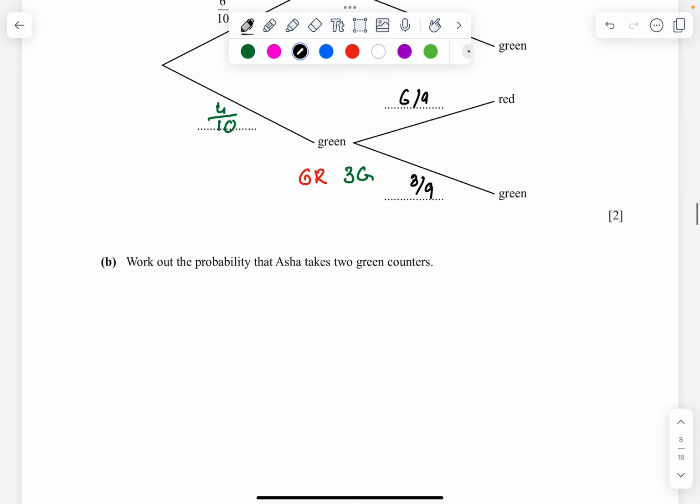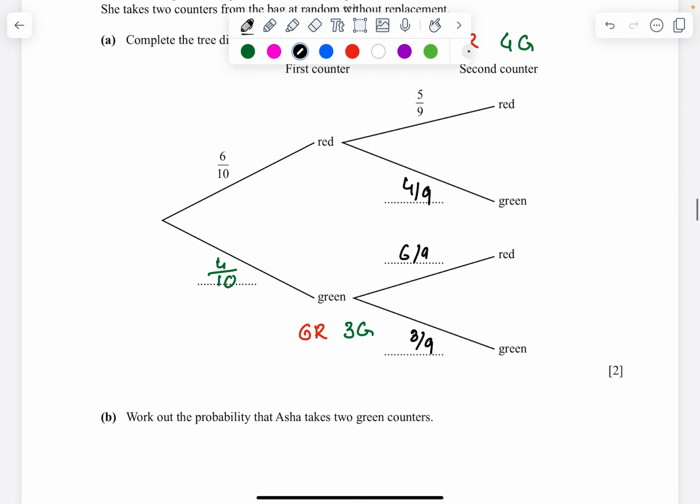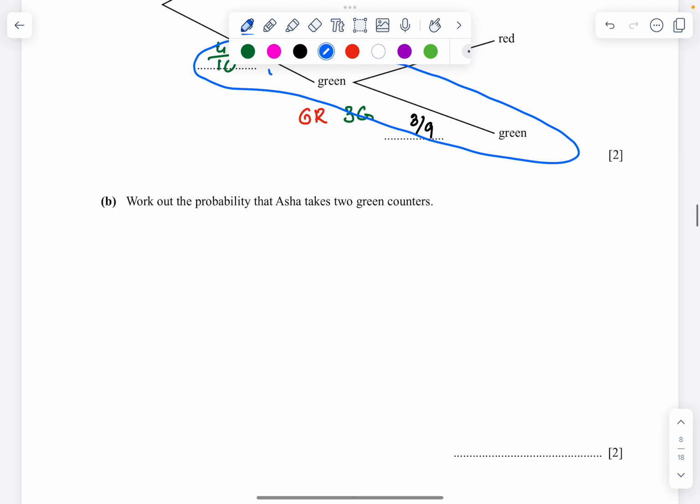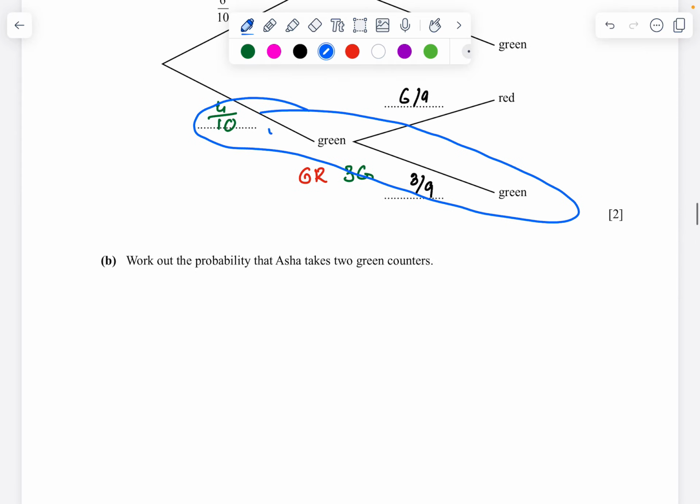Work out the probability that Asha takes 2 green counters. So she wants 2 green counters, so it has to be green and green. So what is it going to be? 4 by 10 times 3 upon 9, which is 12 upon 90, which is 2 upon 15.